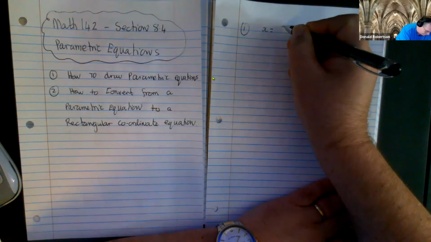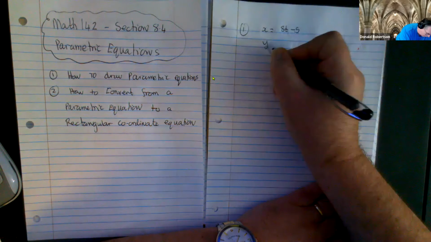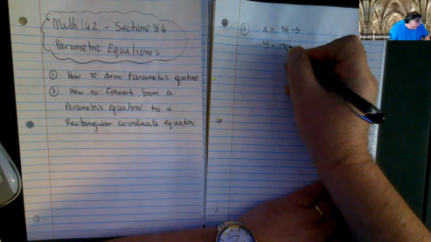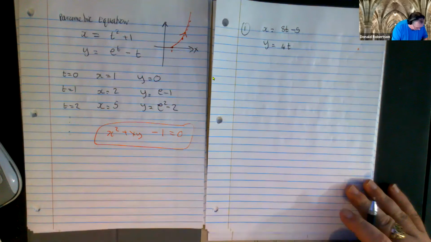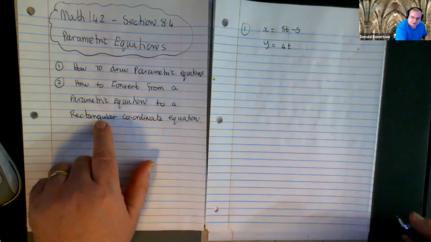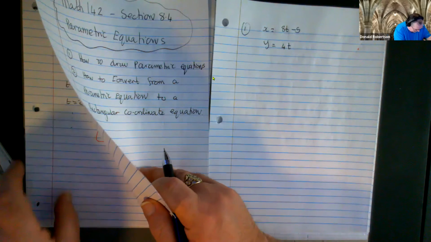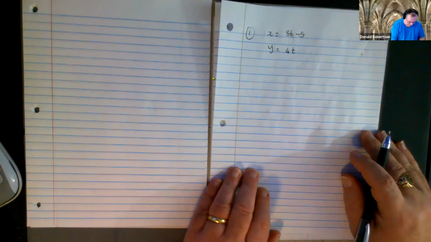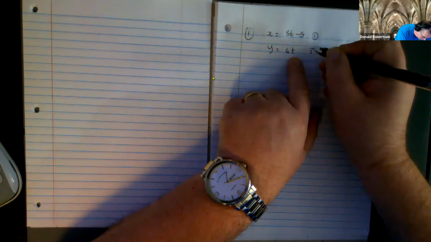x is equal to 8t take away 5, and y is equal to 4t. And we're being asked to take this parametric equation and turn it into x's and y's, essentially. We've got a formula with just x's and y's. And in these kind of questions, substitution is the way to go. I'll call this equation 1, and I'll call this equation 2.